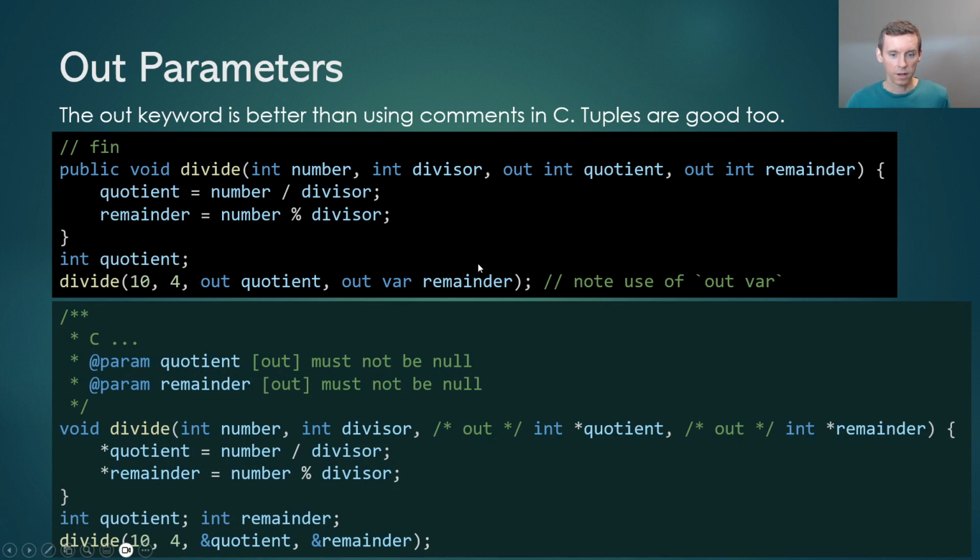And then the equivalent part of this function, this is how it could look in C. Now we have to rely on comments or maybe variable naming for people to pick up on to say, hey, quotient is an out parameter, can't be null. Remainder, out parameter, can't be null.